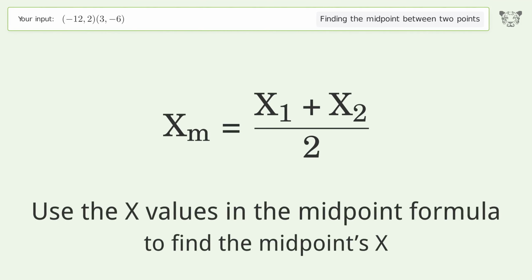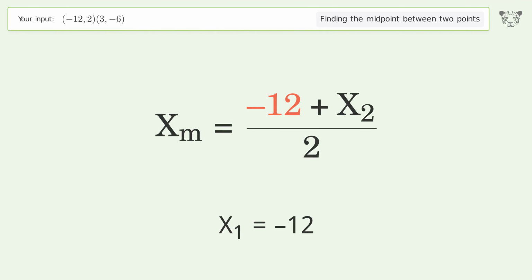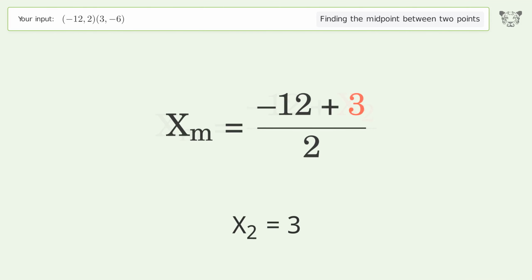Use the x values in the midpoint formula to find the midpoint's x. x1 equals -12. x2 equals 3. Simplify the arithmetic.